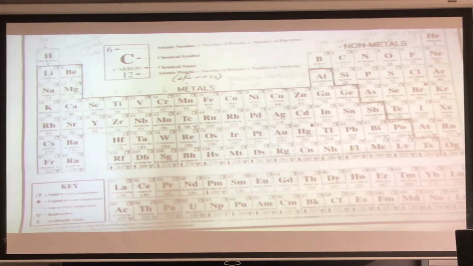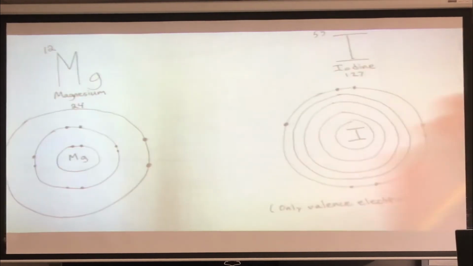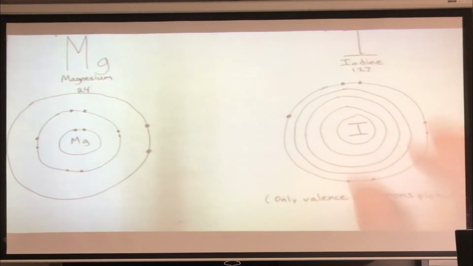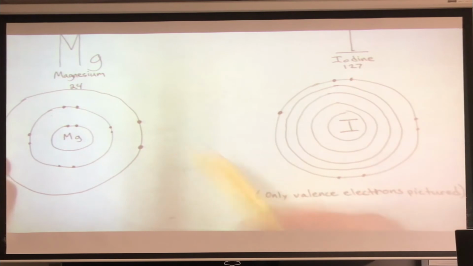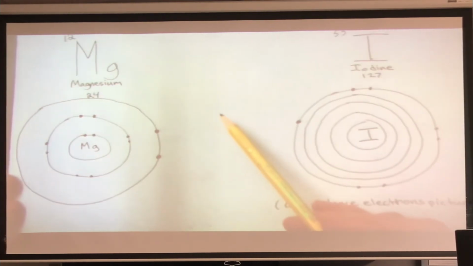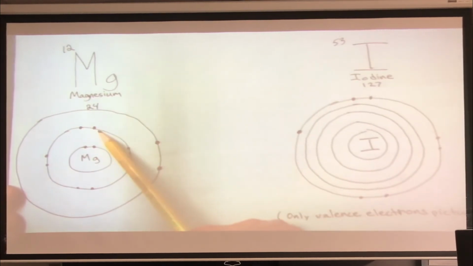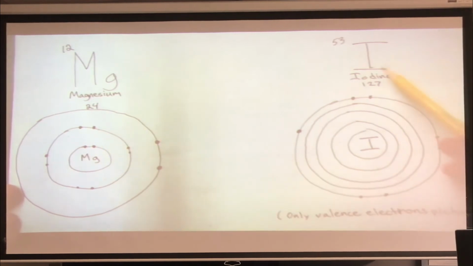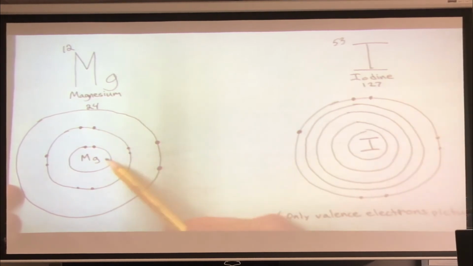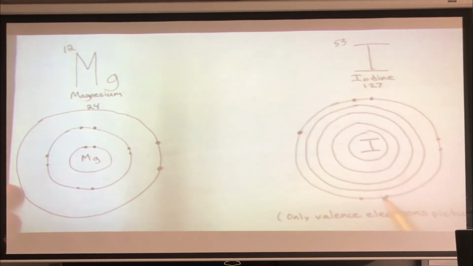From an electron shell perspective, we have magnesium with its 12 electrons and iodine with 53 electrons. For magnesium, 2 are in the inner shell, 8 in the next, and 2 left over for 12 total. Iodine is a little bit different. We're not going to go into the subshells, so we're just going to look at the outer valence shell, and we know it's in the 7th column, so it has 7 valence electrons.